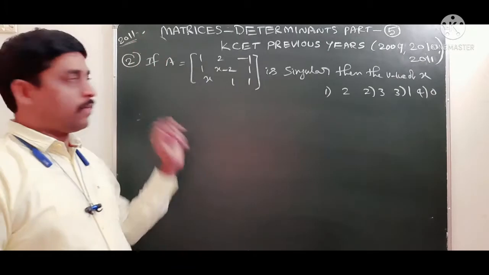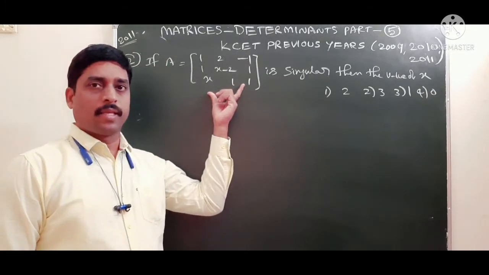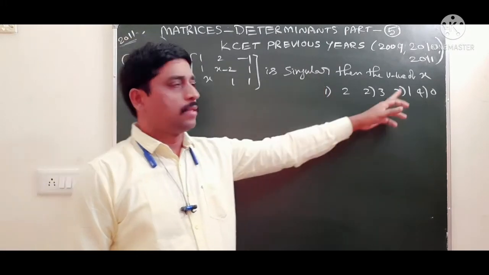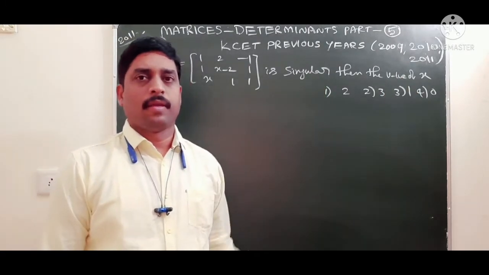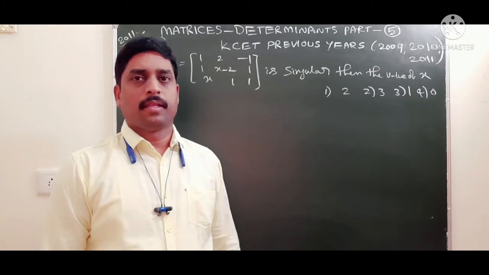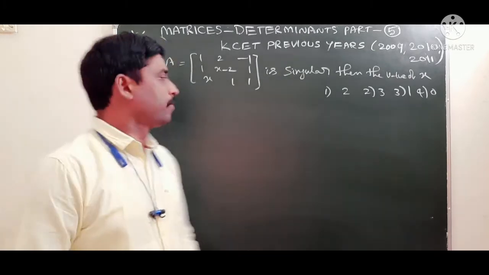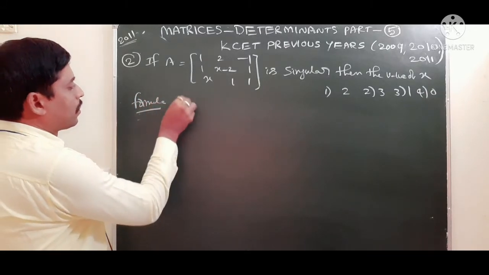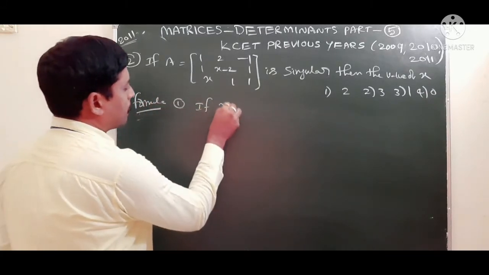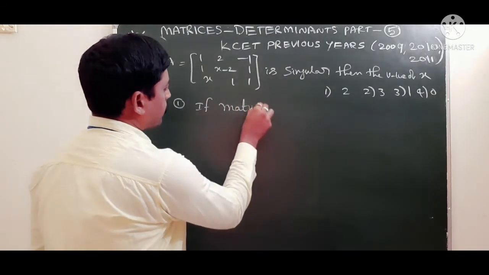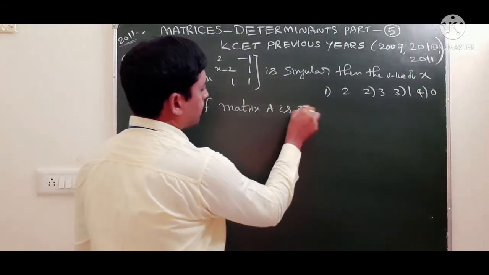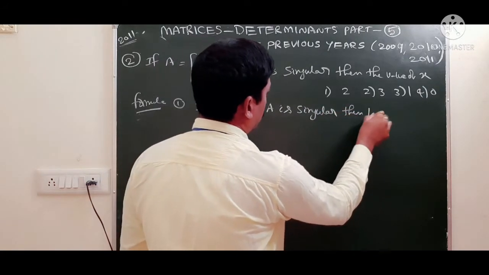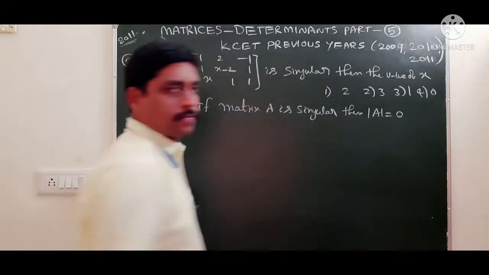This is from 2011. One 3 by 3 matrix is given and this matrix is a singular matrix. Then find the value of x. If A is a singular matrix, then determinant will be 0. So what is the formula? If matrix A is singular, then determinant of A is equal to 0.